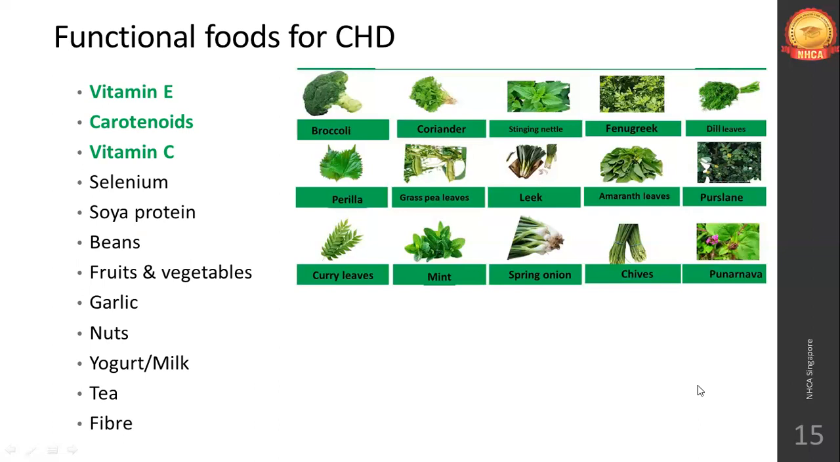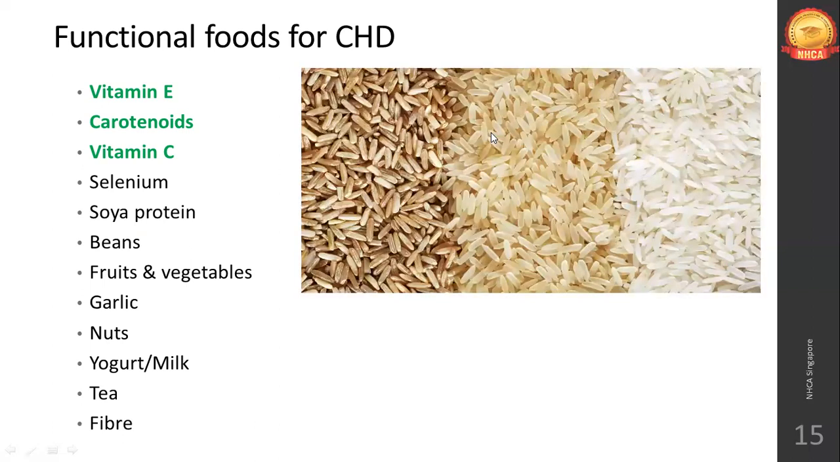Stinking nettle, fenugreek seeds, that is methi leaves, dill leaves, perilla, grass pea leaves, leeks. Leeks are like French cuisine, not that easily found in India. Amaranth leaf, curry leaves, mint leaves, spring onions, chives, Punarnava. These all are really good green leafy vegetables, rich in vitamin E, carotenoids, and vitamin C. Coriander has high sodium content.